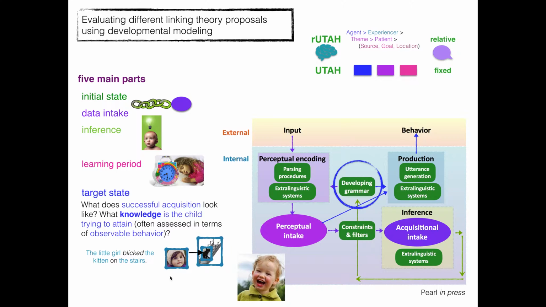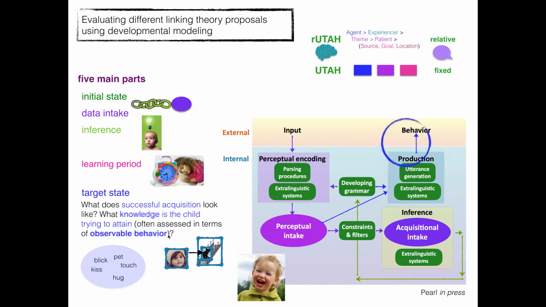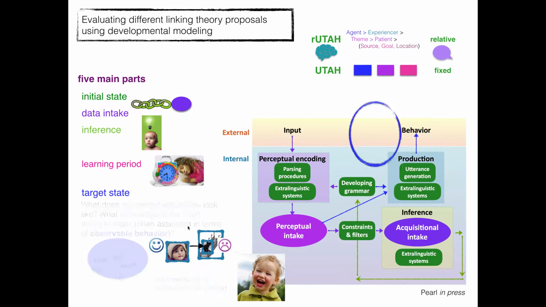So in the case of our linking theories, for the little girl blicked the kitten on the stairs, one behavior is actually interpreting this the way adults do. Another one is clustering verbs together, our verb class knowledge. So even if we don't know what blick means, the fact that blick might be kiss or pet or touch or hug, that these get clumped together in that child's developing grammar. They're inferred classes on the basis of their input. And we can try to, again, backtrack what that looks like on the basis of the behavior that they're producing. So do they interpret these verbs the same, or do they produce them in similar contexts? And from that, we might infer that they are clustered together into the same verb class.